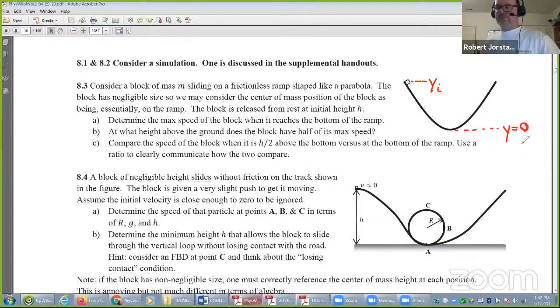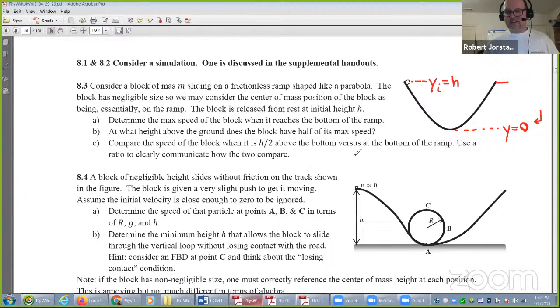You don't have to choose it the same as me. You could say y equals 0 at the top, but then the bottom would be a negative height. It would be a negative vertical position, I should say carefully. So usually you pick the lowest point in a problem and set that to y equals 0. That is what allows me to say, well, fine, this is at some height y initial equals h. Again, this is called setting your reference level. Always do it in an energy problem from chapter 8.